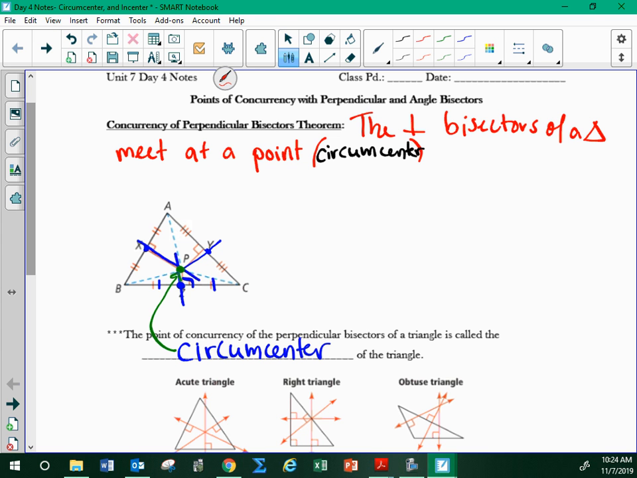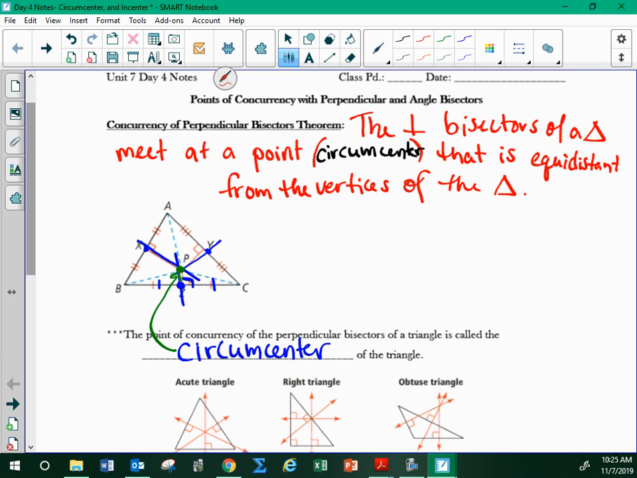Perpendicular bisectors of a triangle meet at a point called our circumcenter. And here's the special characteristic of it: that point is equidistant from the vertices of the triangle. So in other words, the circumcenter is equidistant from the vertices.